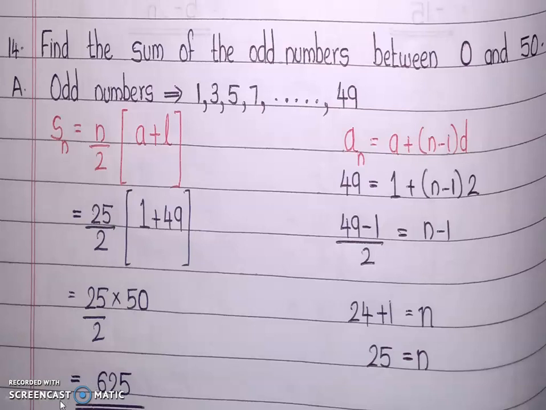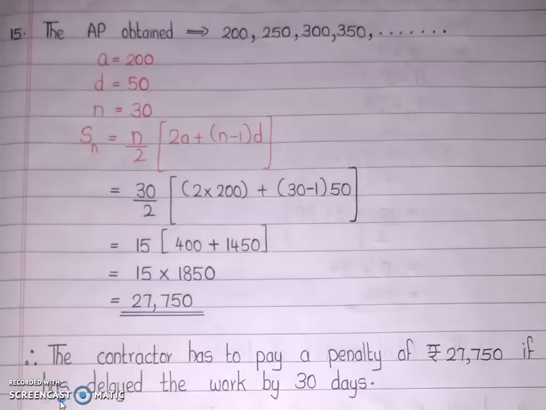Next question. Here you are asked an application level question. Let us read the question first. The question is, a contract on a construction job specifies a penalty for delay of completion beyond a certain date as follows.